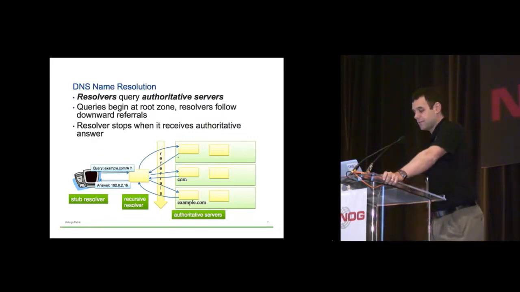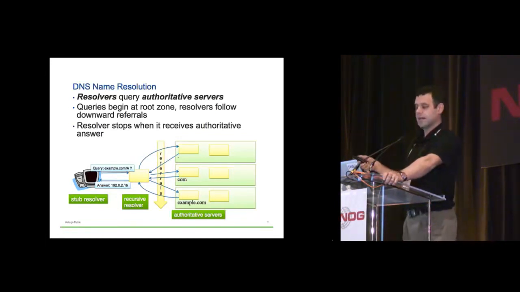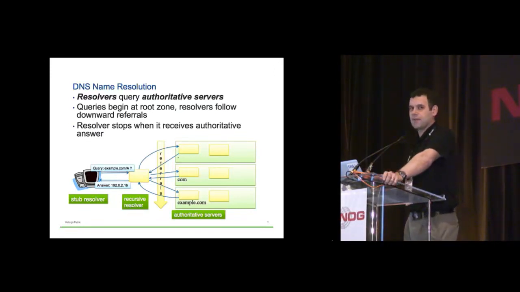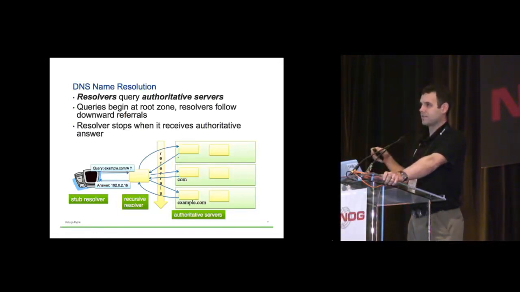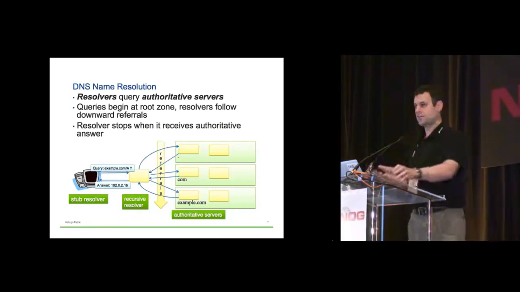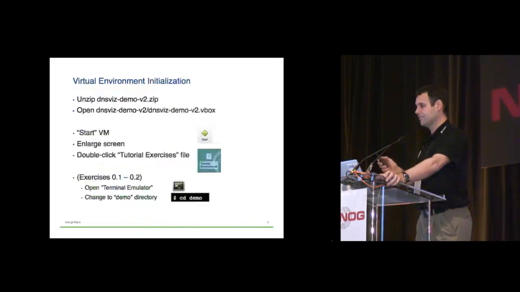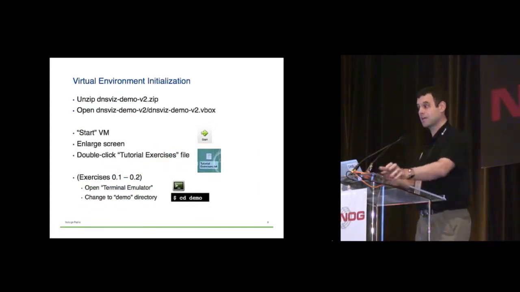It has no memory of what it's done before. It's going to receive a referral downward to the COM name servers, and ask the same question. COM is going to send it back a referral to the example.com name servers, and finally, upon asking the example.com name servers, the recursive resolver will receive a response and send it back to the stub resolver, and finally you can go on your merry way and do whatever it is you wanted to do with that IP address you were looking up. So that is my two-slide intro to DNS. That's all we're really doing, but now we're going to actually look at some of that.